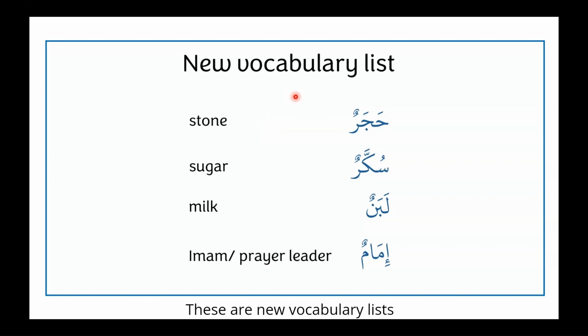These are new vocabulary list which you got from this lesson. Hajarun, stone. Sukkarun, sugar. Labanun, milk. Imamun, imam or prayer leader.